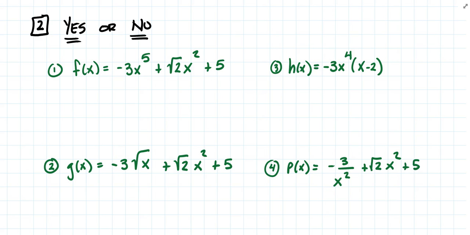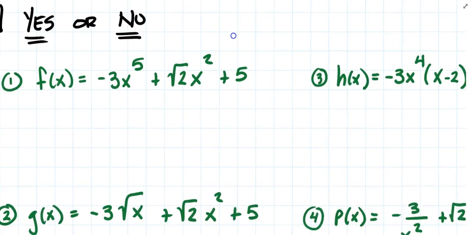In box number 2, I have 4 examples for us to talk about. I have f of x in number 1, g of x in number 2, h of x in number 3, and p of x in number 4. We're going to talk about each of these individually, and your job is to come up with an answer of yes, this is a polynomial, or no, this is not a polynomial.